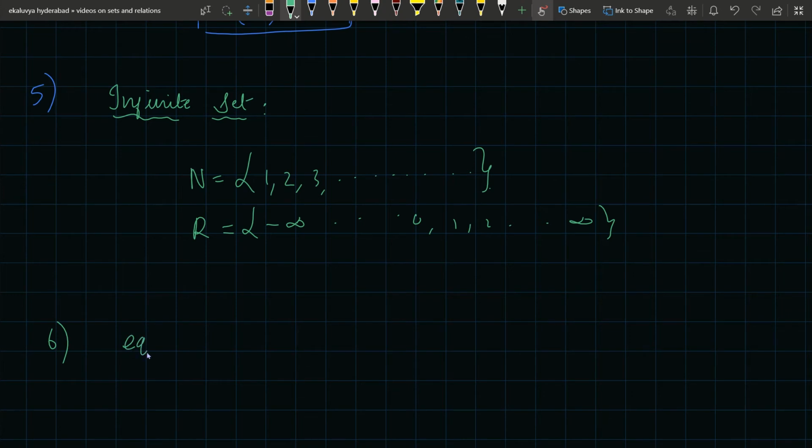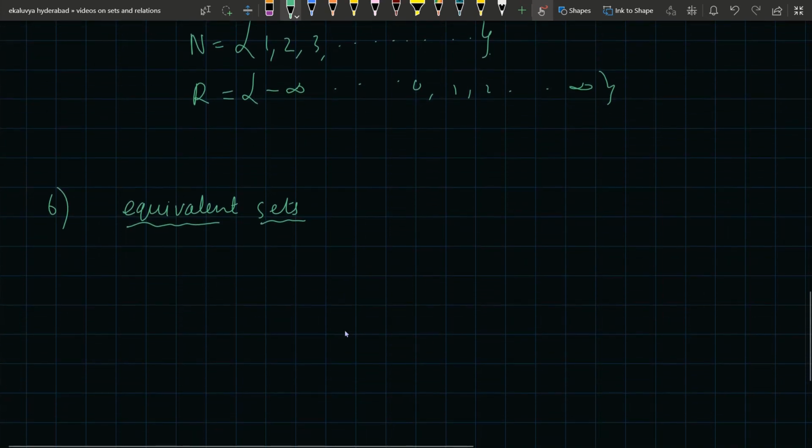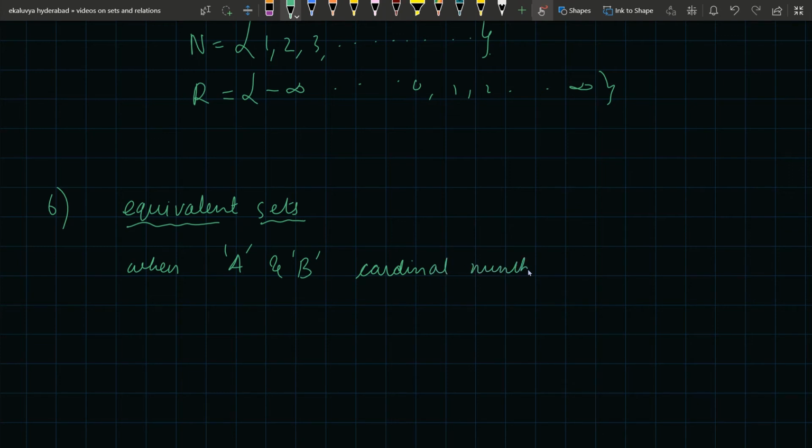That is called equivalent set. Equivalent set. It's not equal, it's equivalent. Equivalent is a little different from equality of sets. Basically, the definition of equivalent set is this: when you have two sets, let's say a set A and a set B, and the cardinal numbers of these two sets happen to be the same, that is n of A is equal to n of B, then we call it an equivalent set.